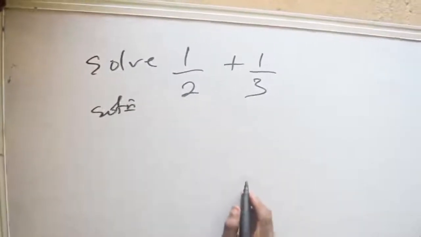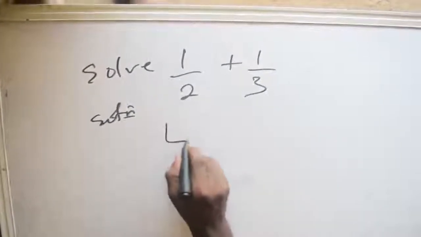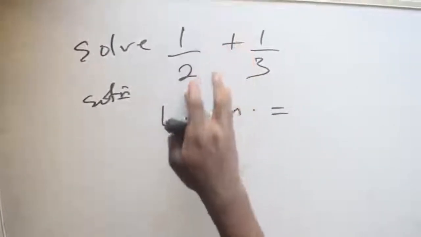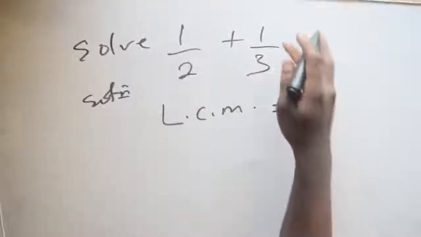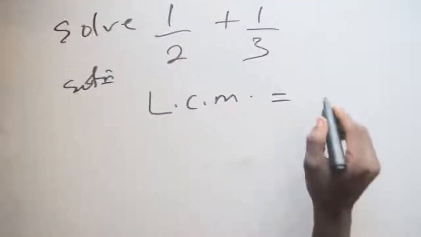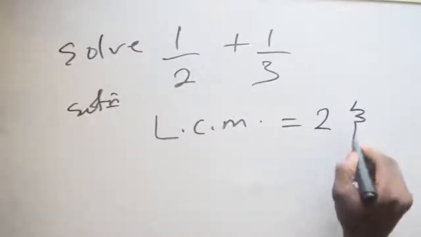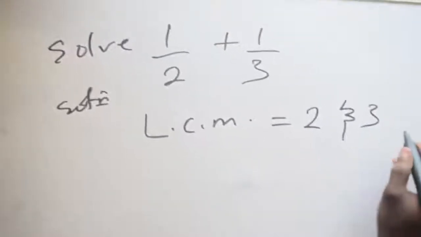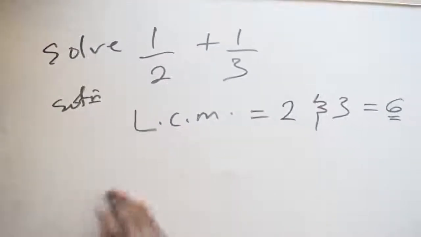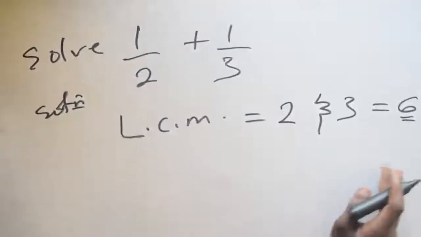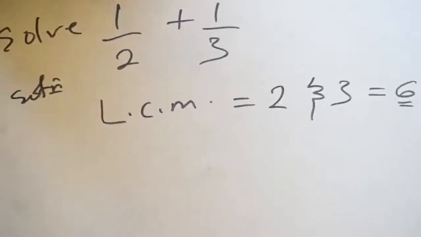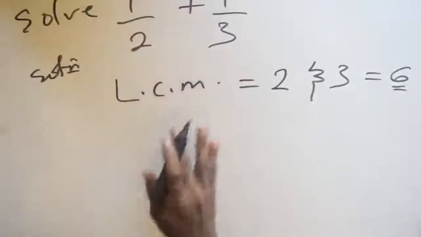All you need to do is to get the LCM of the denominators. This is the first fraction, here the denominator is 2. This is the second fraction, here the denominator is 3. So get the LCM of 2 and 3. When you get the LCM of 2 and 3, you find out that the LCM is 6. Please, if you have not watched my video with regards to LCM, go and watch it before proceeding to this, especially if you have no idea of what LCM is.